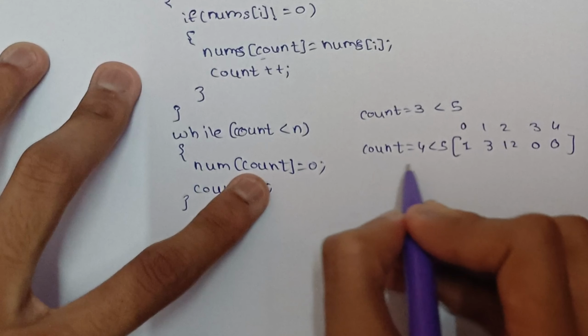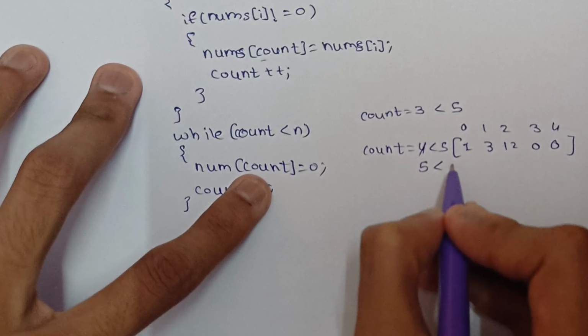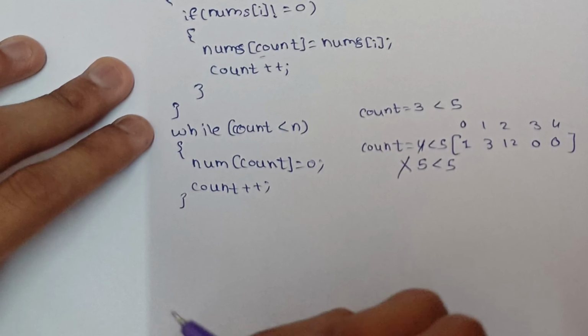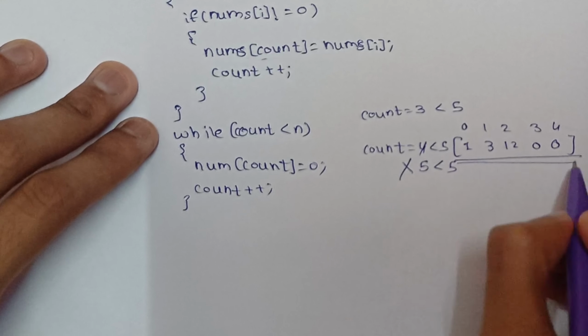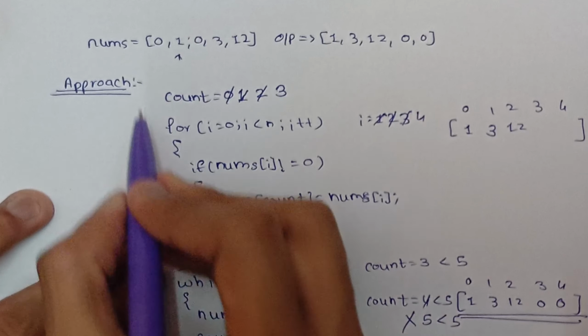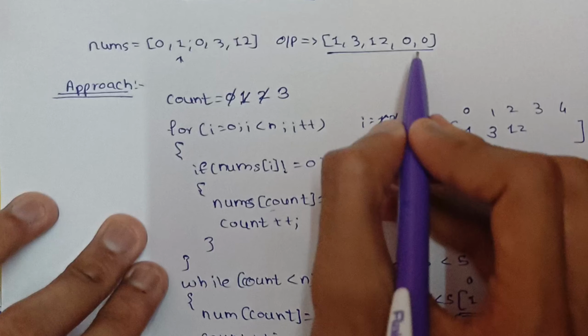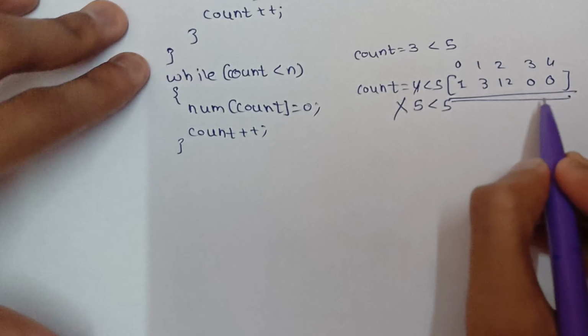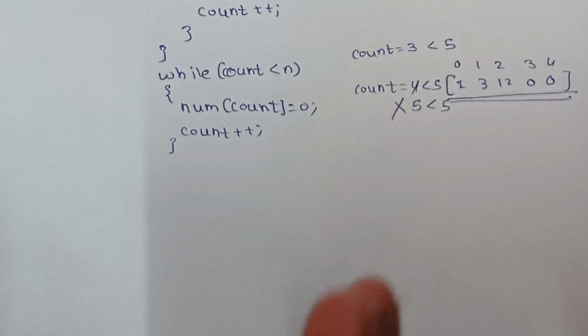Again count is incremented to 5. This is not less than 5, it is equal to 5. So this will not run, and our code is done, and we got the array. All zeros are shifted to the last. We will check here. Now our output is given, all zeros are shifted at last. We have moved all zeros to the last part.